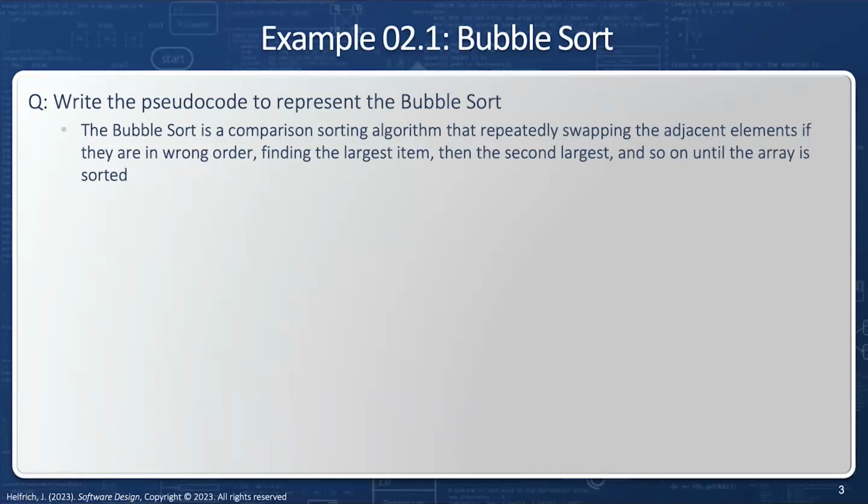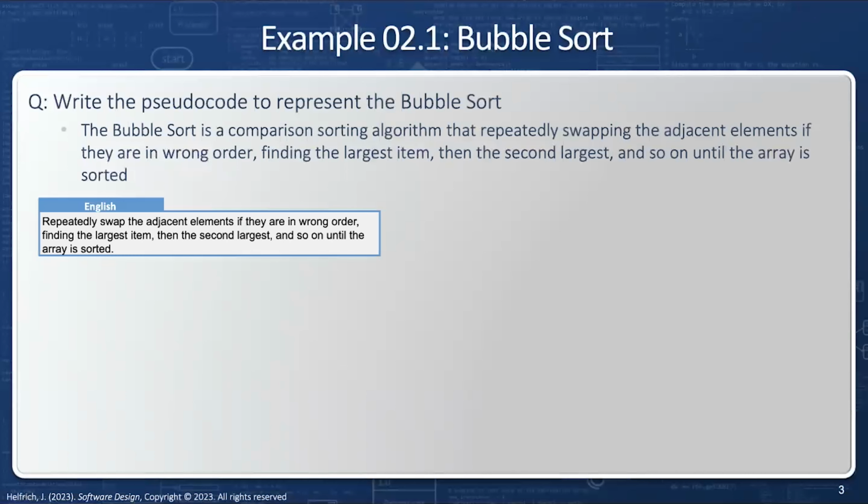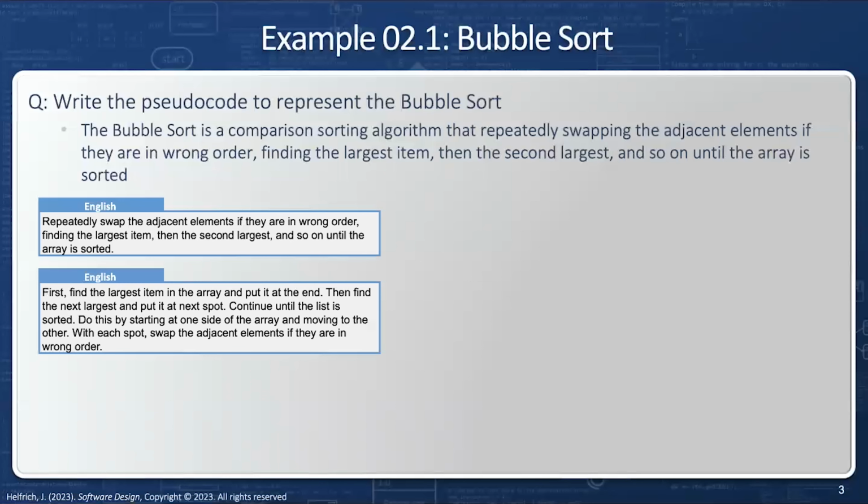Consider the bubble sort. The bubble sort is a comparison sort algorithm that repeatedly swaps the adjacent elements if they are in the wrong order, finding the largest item, then the second largest, and so on, so the array is sorted. This is a very typical English definition. So let's take a look at how pseudocode will help us solve this problem. First of all, I'm going to take that English definition and have it completely unchanged. And then I'm going to add a little bit of clarity, a little bit of specifics according to the algorithm.